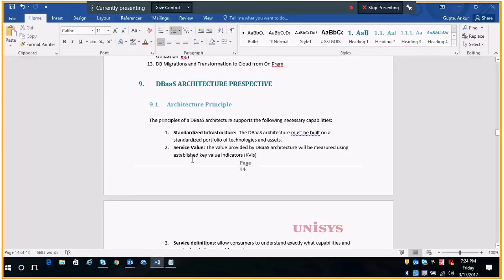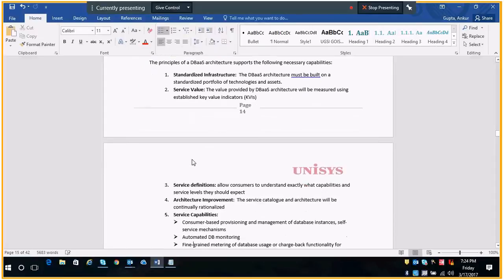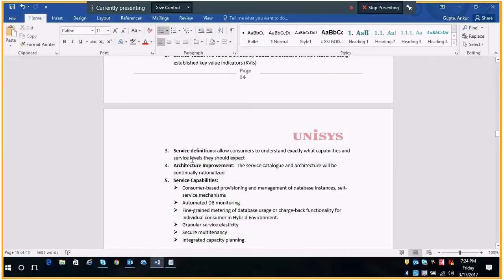Then service value, that is, how we are measuring those services, which would be more from the reporting and costing perspective. Service definitions: what are the capabilities of the services that we are offering and that the customer understands. Architecture is something that we are improving day by day. And service capabilities include all these things, such as consumer-based provisioning, automated DB monitoring, service elasticity, multi-tenancy, and all those.